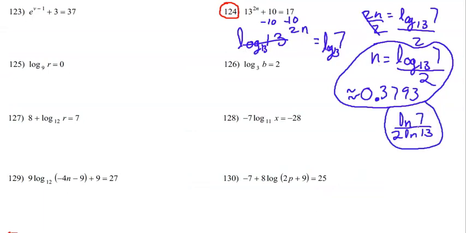If you solved it with logs, you could also have an exact answer of ln 7 all over 2 ln 13. Both of those would be acceptable exact answers. And then here's your approximate answer.